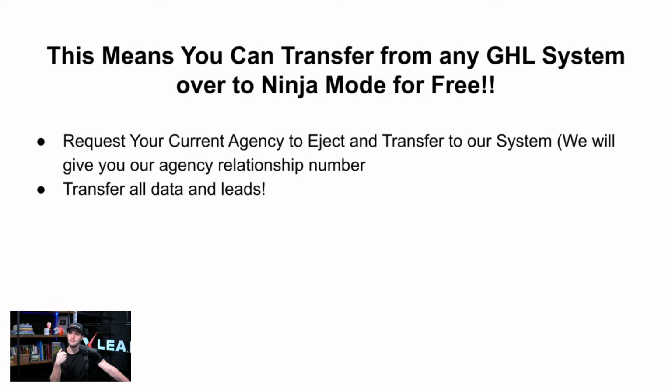What you've got to do is email billing@xleads.com, and we'll give you our agency relationship number. And then from there, this is really, really cool. Your old Go High Level system that you're paying a ton of money for, all the data, all the leads, all the scripts are going to be transferred over completely. Done. And obviously, if you have Ninja mode, it's going to be completely free, which is really, really cool. That's the really awesome thing here.